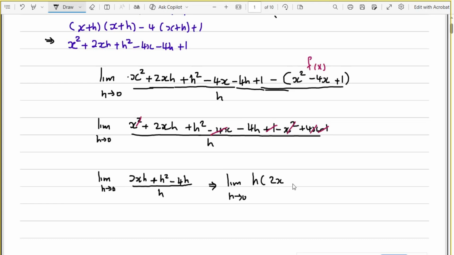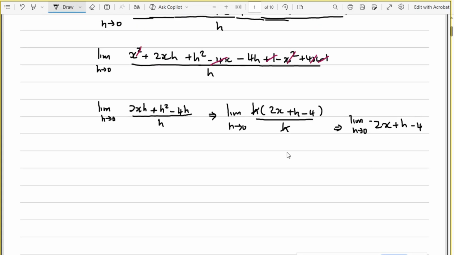So from this part, I'm just going to take h out as a common factor. I'm left with 2x plus h minus 4. And when you divide this by h, the h cancels. I'm left with the limit as h approaches 0 of 2x plus h minus 4. Let's do the substitution. Now, when you substitute, you drop the h for the limit, h equals 0. Okay?